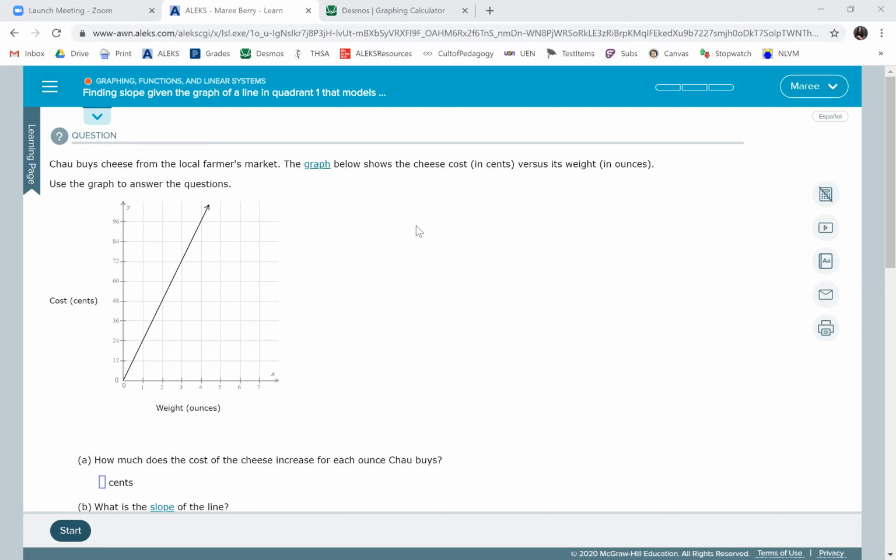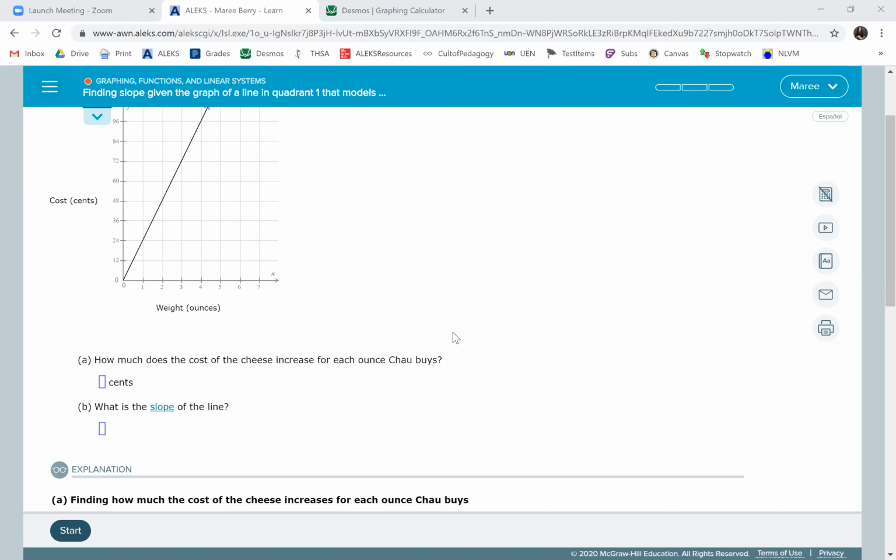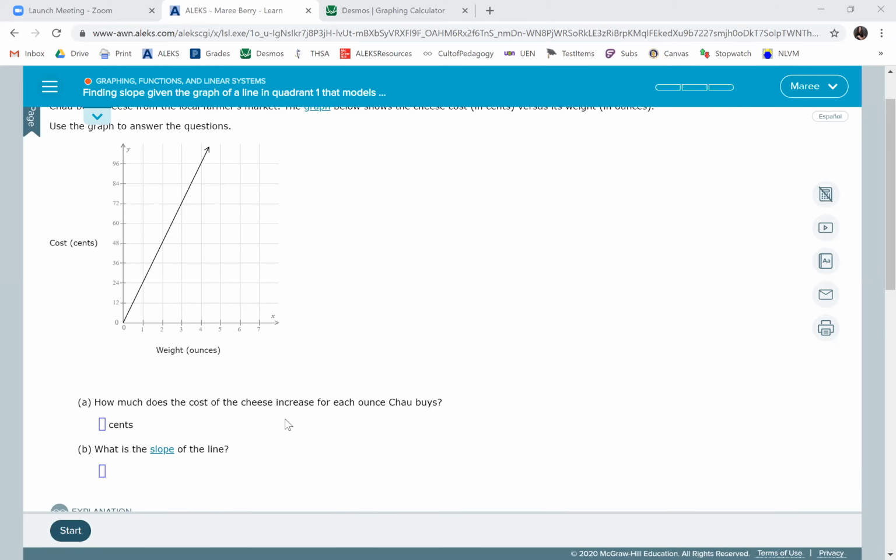The graph below shows the cheese cost in cents versus its weight in ounces. Use the graph to answer the question. How much does the cost of cheese increase for each ounce that this guy buys? So we just want to know how much it is increasing for each ounce. So we're looking between here and here.